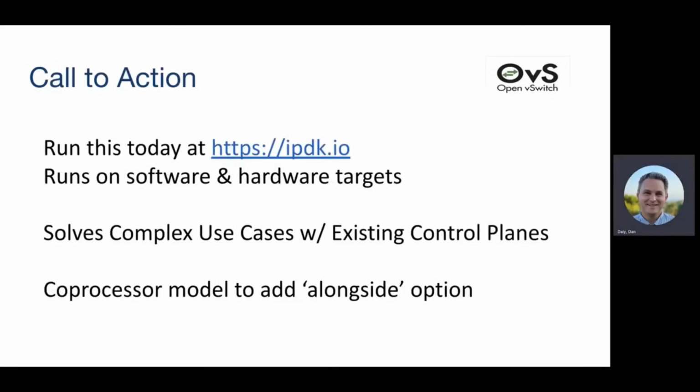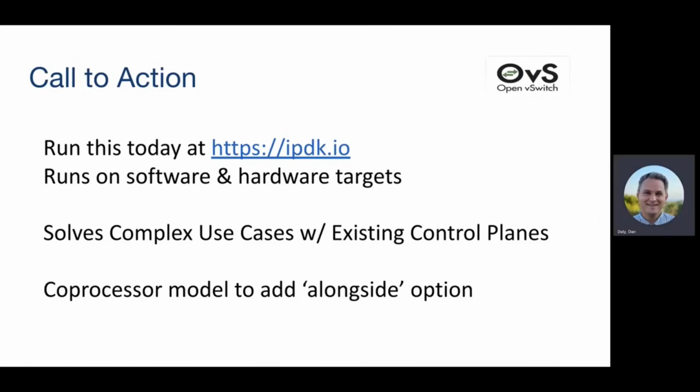So to summarize, you can run this today on IPDK. That version on IPDK has a software target. We have two software targets that we're looking at. The default is using a DPDK user space pipeline, but there's also development of an eBPF pipeline. And we have this running on a couple different hardware targets, including switches and IPUs.